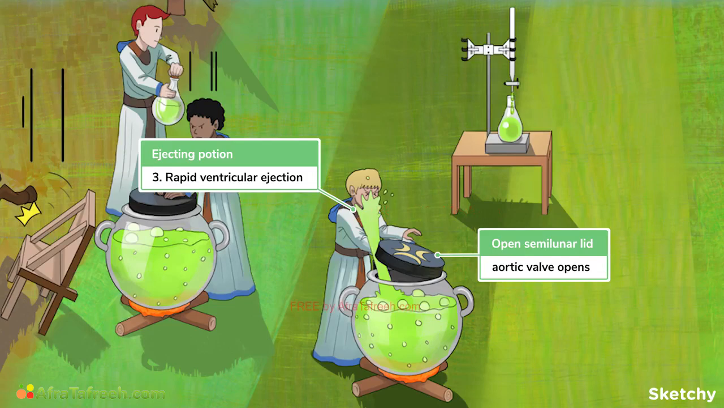Not unlike how the pressure inside this cauldron has lifted its semilunar lid and ejected potion directly into this poor intern's soon-to-be long face. Due to the large pressure gradient between the ventricle and aorta, most of the stroke volume will be ejected during this phase, and the ventricular volume will decrease dramatically.